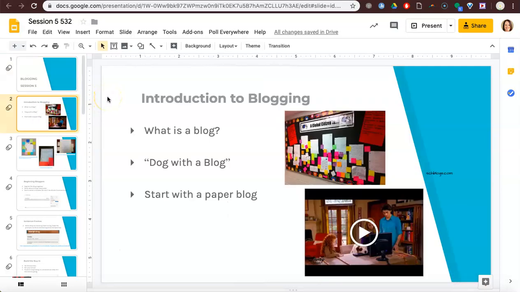When you're starting blogging with students, it's important to introduce them to the concept. Just because they may have seen blogs at some point on the internet doesn't mean they necessarily know what they are, their purpose, or why you are using them in an instructional format. So I always start out with talking to them about what is a blog. Have they ever seen one? What does it look like? How do people use it to share ideas and get responses from people?